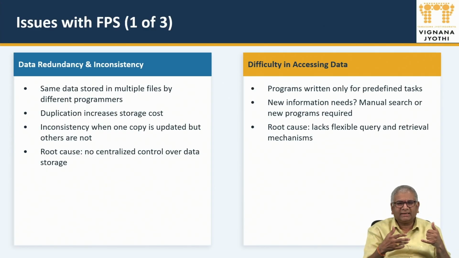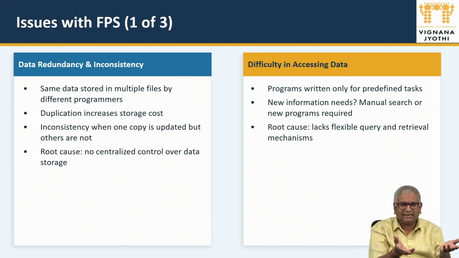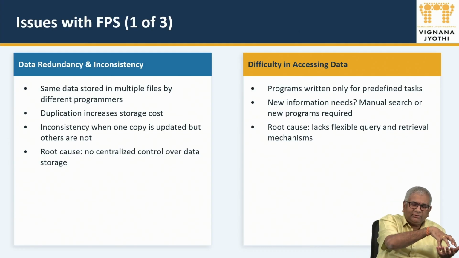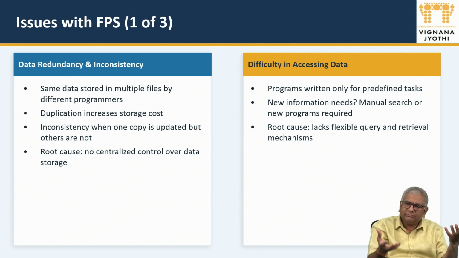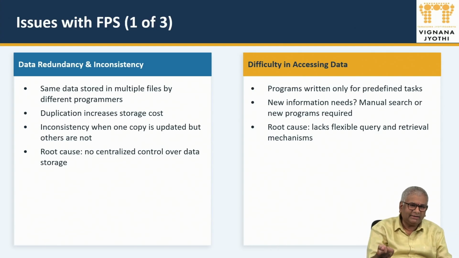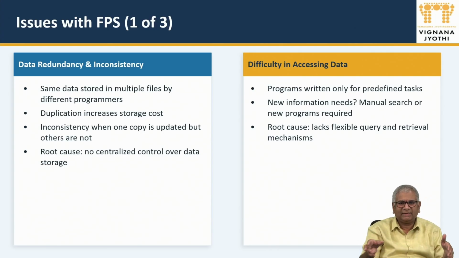Inconsistency, duplication increases storage cost. The second problem is duplication, because I have this file and I'm copying it to another. So you are holding the same data in two different places with small changes, right? That's a duplication effort, which takes hard disk space, storage and management. So duplication increases storage cost. Then inconsistency: when one copy is updated but others are not.